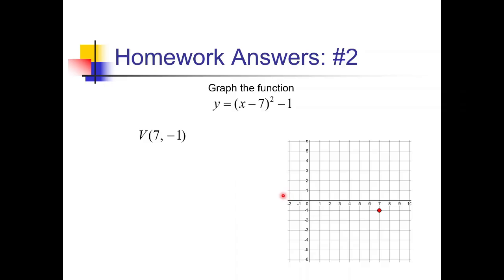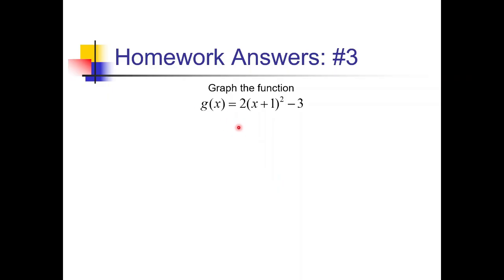And to get another point, I'll just plug in an x value close to 7, like 8. Let me put 8 in there. So that's 8 minus 7 squared minus 1. That's just 1 minus 1 essentially, which is just 0. So we have 8, comma, 0 as another point. So 8, comma, 0 right there. And then I'll just reflect that over the vertex to get 6, comma, 0, which is our third point. We can now graph the parabola through those points.